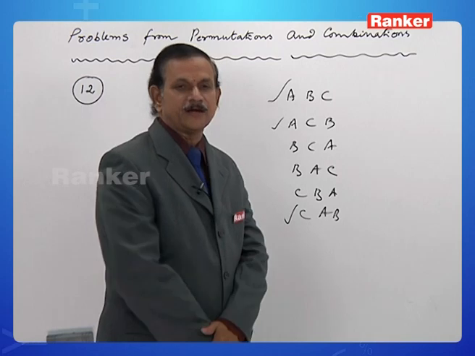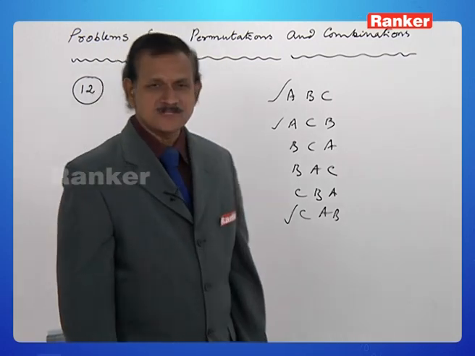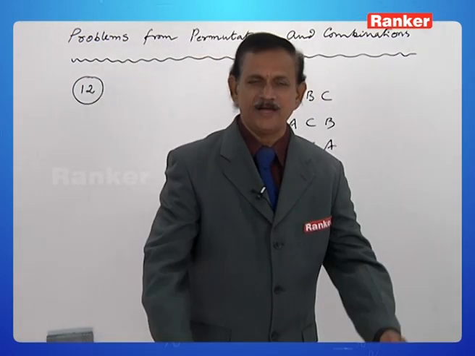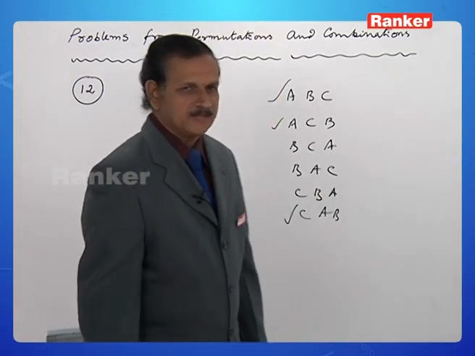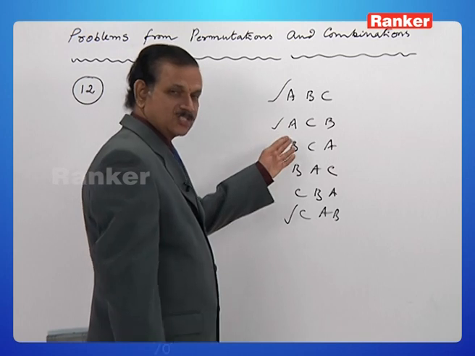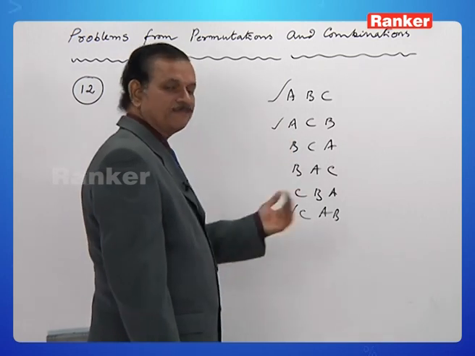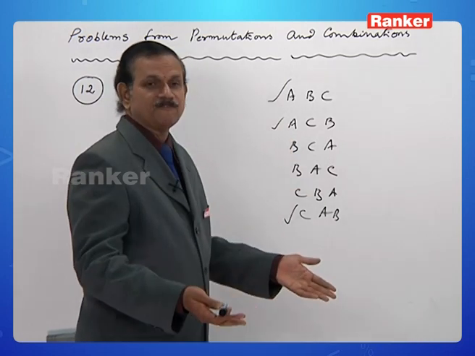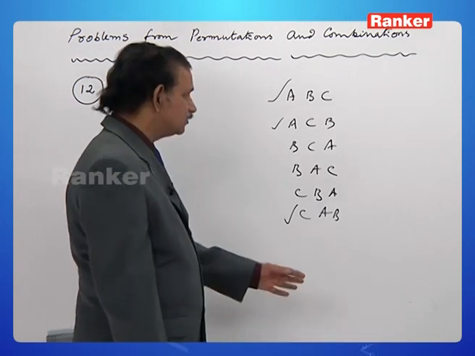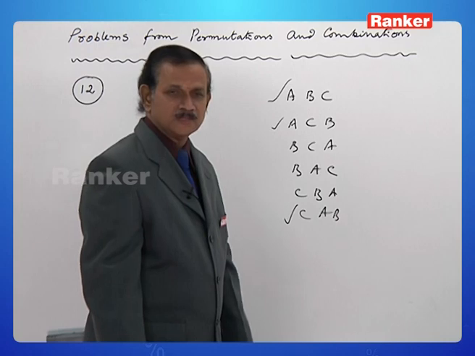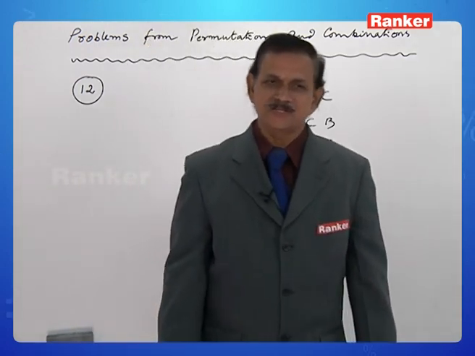Not only A and B, you can put a similar restriction for any pair of elements, say B and C. You observe, exactly half of the arrangements contain B before C. Similarly, half of the arrangements contain C before A. Like this, not only for 3 elements, for any number of elements it happens.